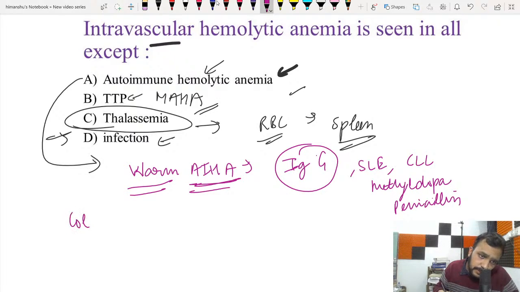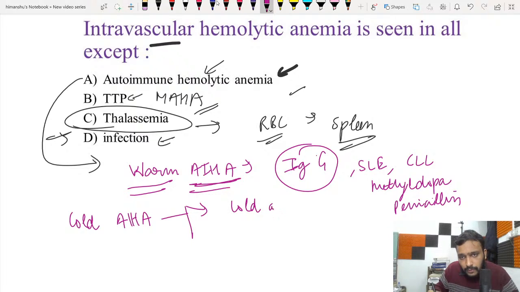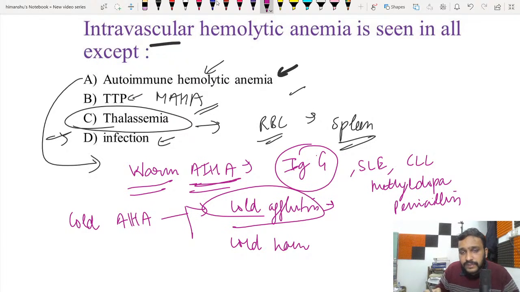Then the cold type of autoimmune hemolytic anemia. It is of two types: cold agglutinin type and cold hemolysin type. In cold agglutinin type, what type of antibodies are formed? Let us see how many of you can answer this. Yes, the antibodies are IgM type.